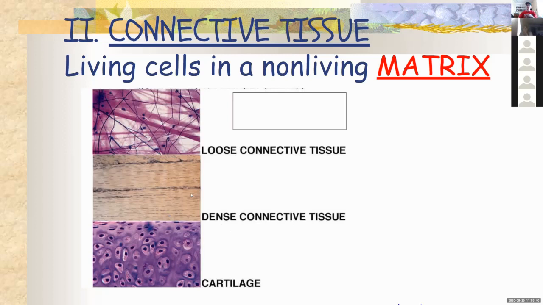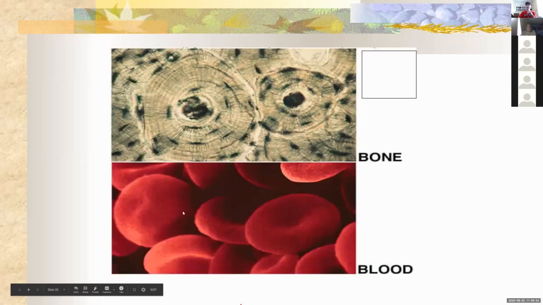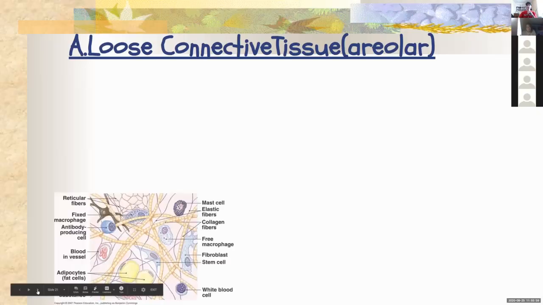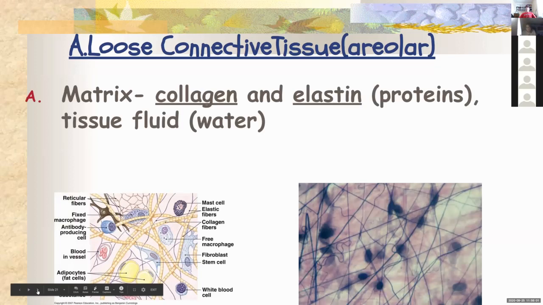Dense connective tissue is an example of connective tissue. Cartilage is an example of connective tissue. Bone is an example of connective tissue. Blood is an example of connective tissue. And so let's dive into the first type, loose connective tissue.